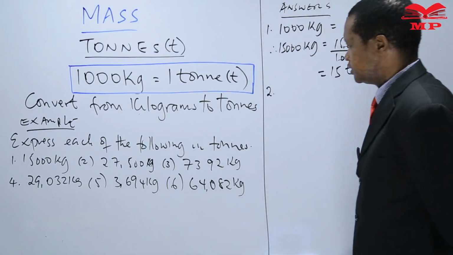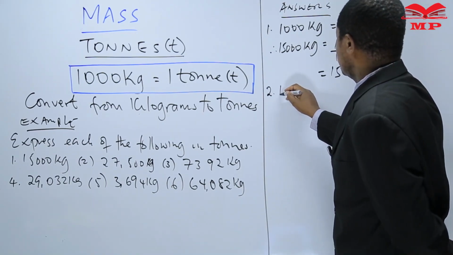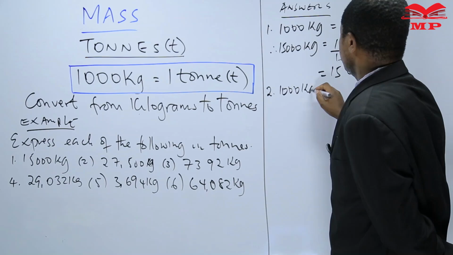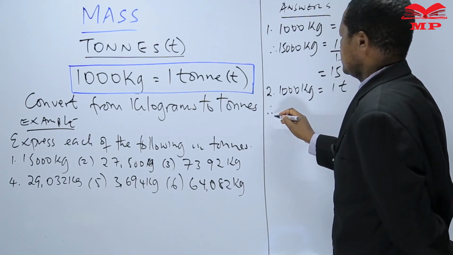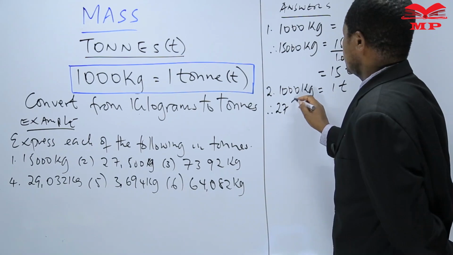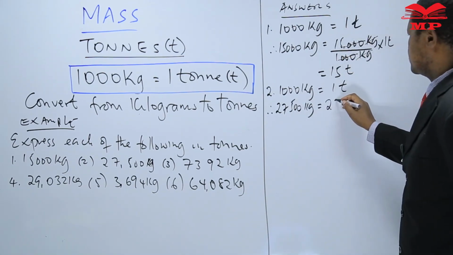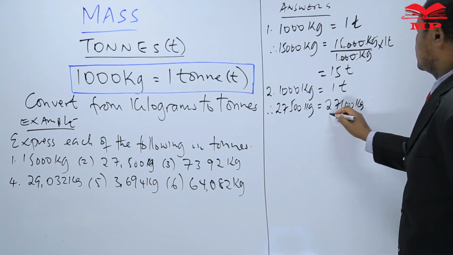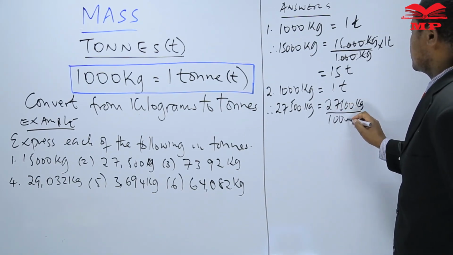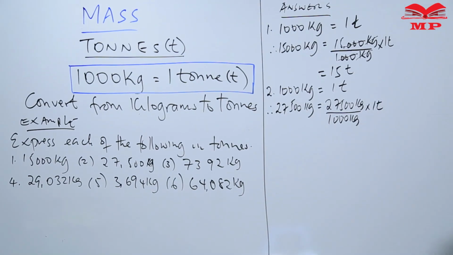Number 2, 27,500 kilograms. We need to convert that into tons. We use the same statement here. 1,000 kilograms is equal to 1 ton. Therefore, 27,500 kilograms will be equal to 27,500 kilograms divided by 1,000 kilograms times 1 ton.